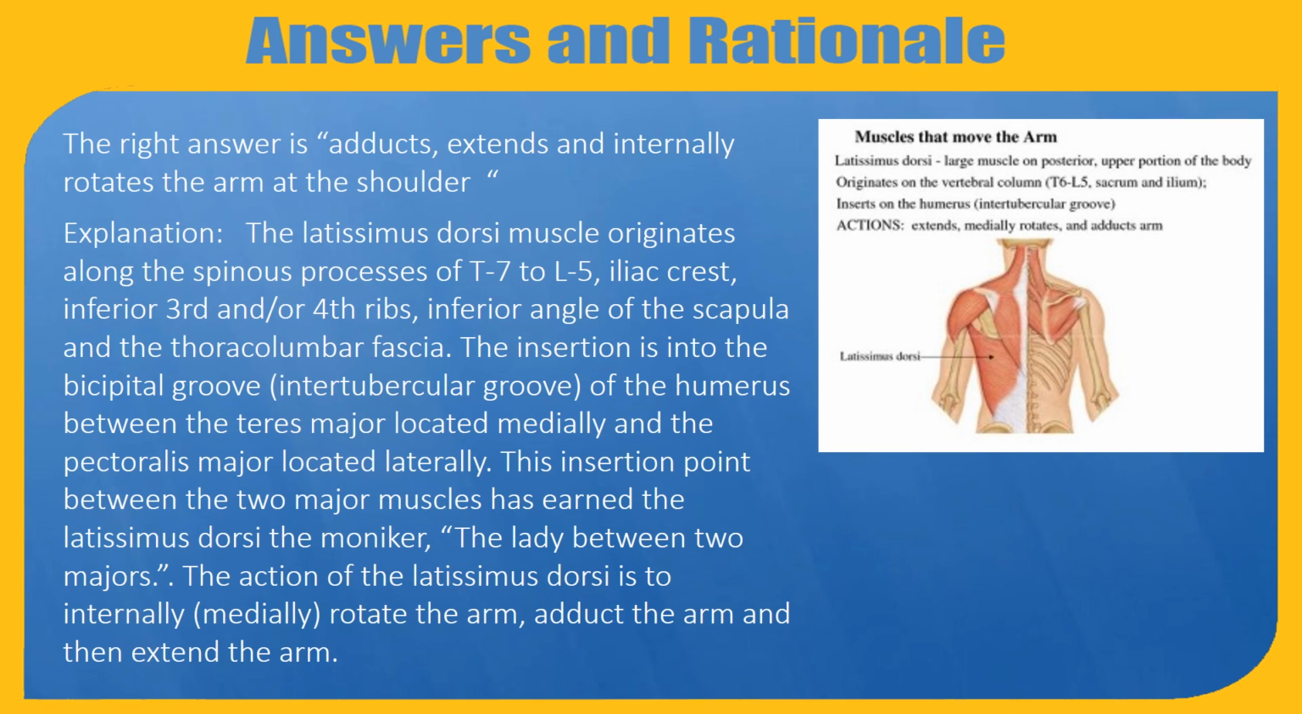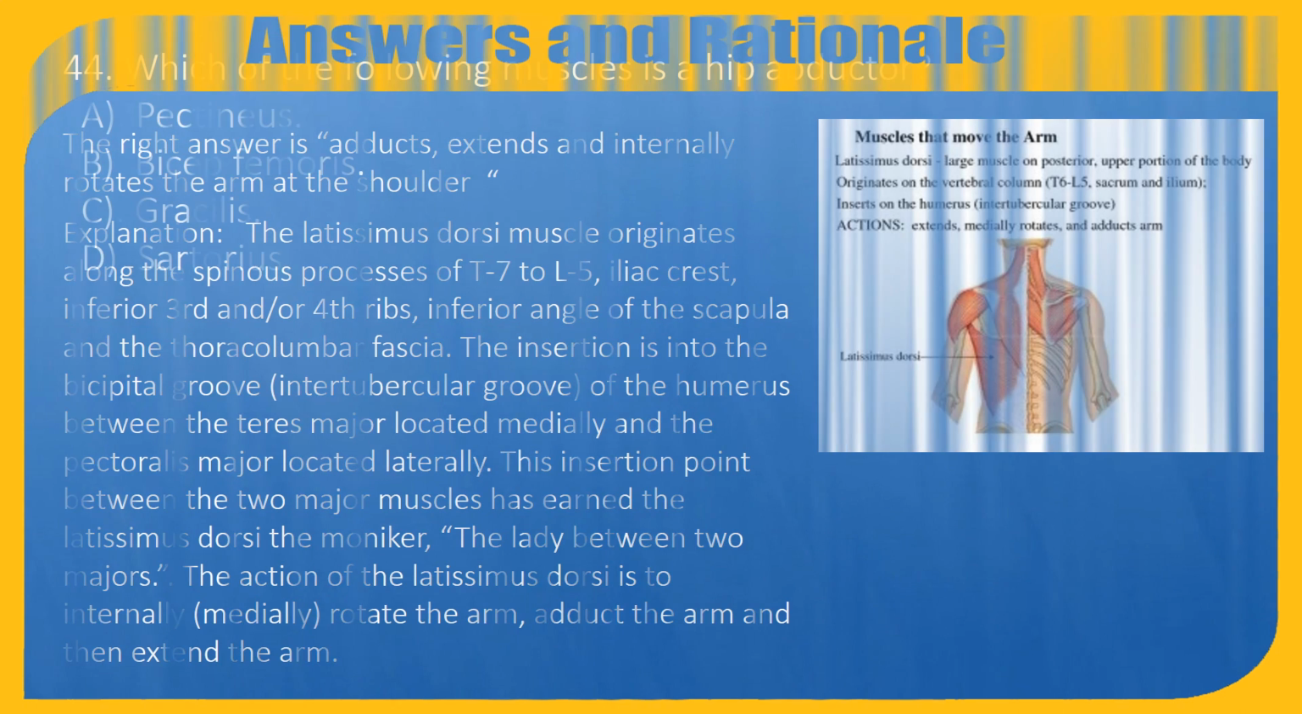The insertion is into the bicipital groove, intertubercular groove, of the humerus between the teres major located medially and the pectoralis major located laterally. This insertion point between the two major muscles has earned the latissimus dorsi the moniker, the lady between two majors. The action of the latissimus dorsi is to internally, medially, rotate the arm, adduct the arm and then extend the arm.